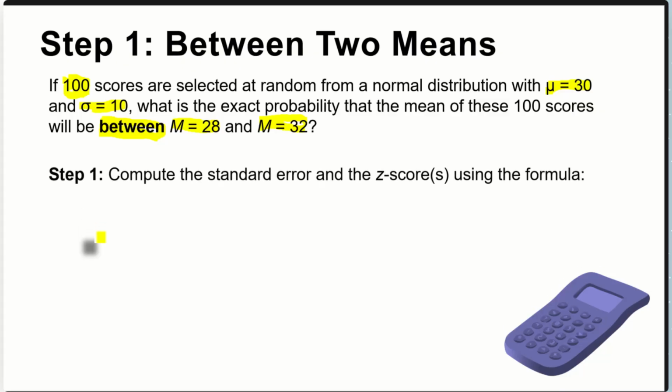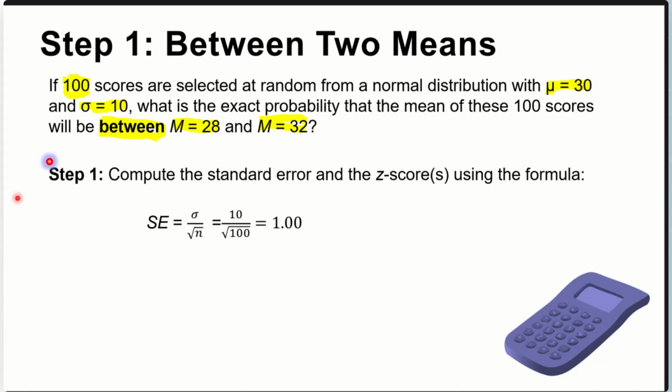Step 1, we want to compute the standard error once, and then we're going to compute 2 z-scores using the formula. We've computed the standard error in a previous video, but let's do it one more time. The population standard deviation is 10. The sample size is 100, so it's 10 divided by the square root of 100, and the standard error is 1.